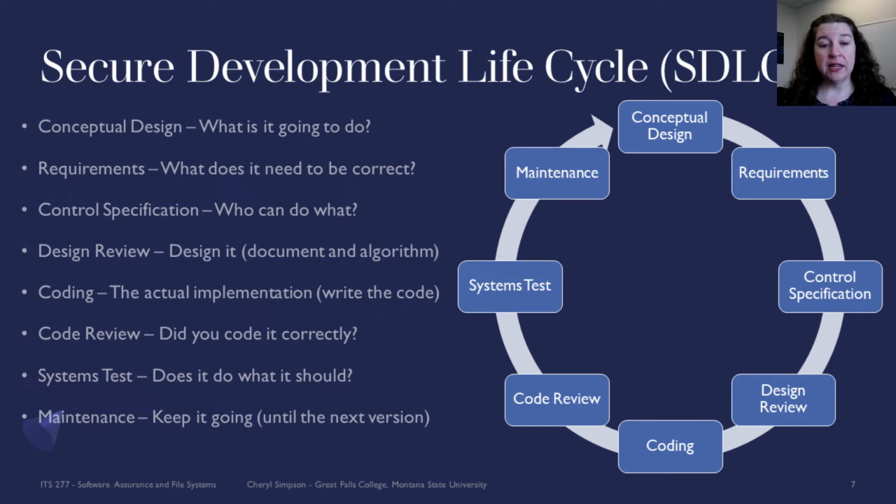Finally, we run through a systems test, make sure that the input and the output does exactly what it's supposed to do and nothing else. And then finally, we need to keep it going, our maintenance, review, keep going, up until the next version where we make a new project and we go back to conceptual again. It's a circle. It goes around and around. You need to understand these 8 sections of the SDLC for your homework assignment for this chapter.